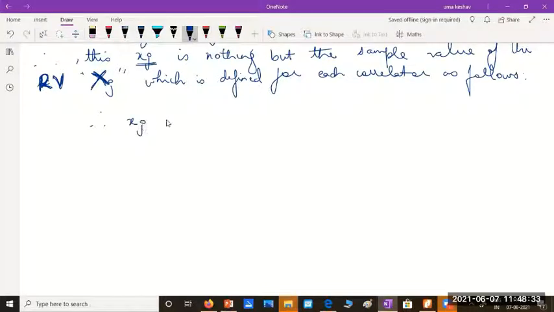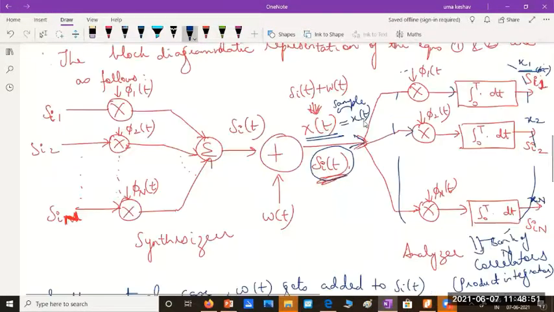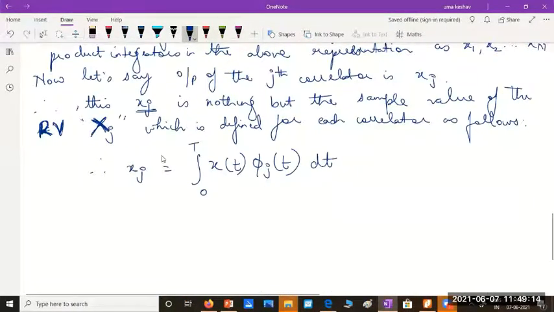Therefore, this small xj can be written as the integral of the input signal x of t into phi j of t, integrated between 0 to T, dt. So x of t is the actual input, a sample of the random variable capital X of t, that gets multiplied with the corresponding orthonormal basis function phi j of t, and then the product is integrated between 0 to capital T to help me get the values x1, x2, and so on till xn. Xj can be obtained like this.